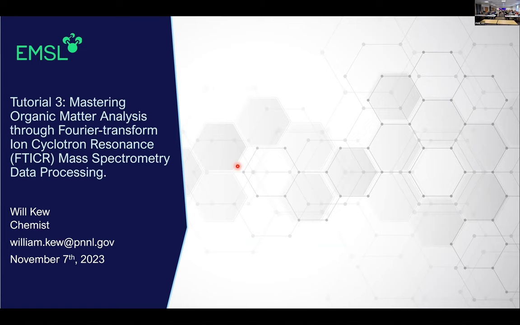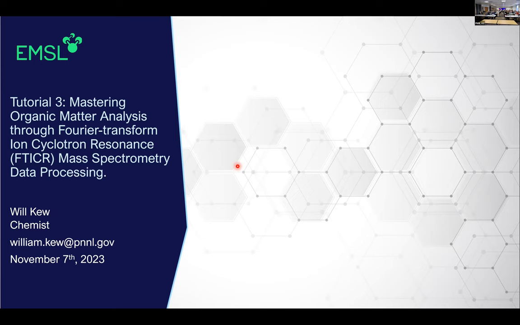So what we're talking about in this session is mastering organic matter analysis through FTICR mass spectrometry data processing. The title's a bit of a mouthful. Also, don't worry, you don't have to master it by the end of the day. There's a tutorial tomorrow where you can learn a bit more if you're on site.